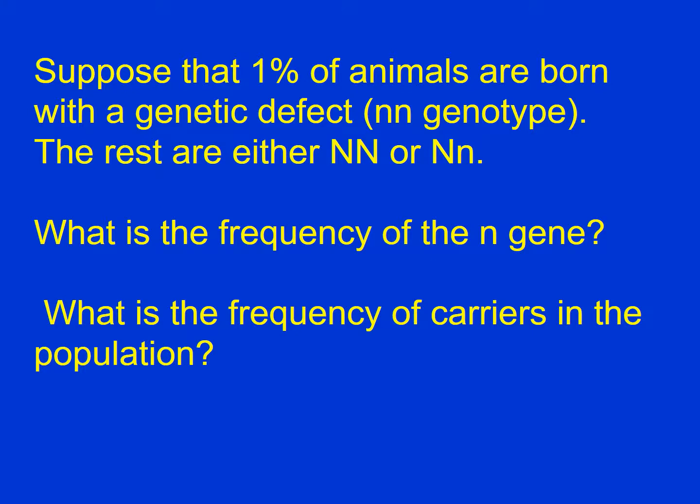All right, now we're going to put that equation to work. Suppose that 1% of the animals in our population are born with a genetic defect. So this genetic defect is recessive in nature, takes 2 copies of the gene for it to show up. The rest are either homozygous dominant or big N, little n. And phenotypically, we cannot tell the difference between these 2 genotypes. They're both normal animals, indistinguishable. All right. So we've got 2 categories of animals. We've got those that show the genetic defect and those that are normal.